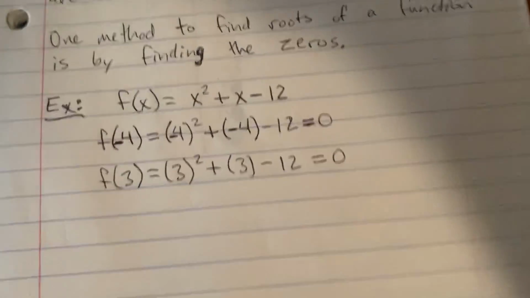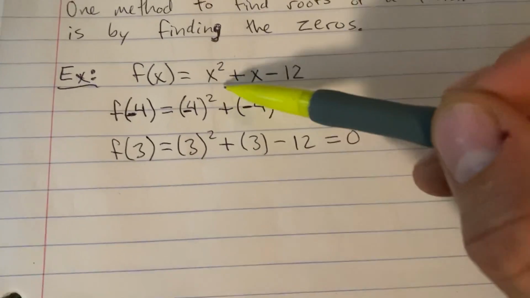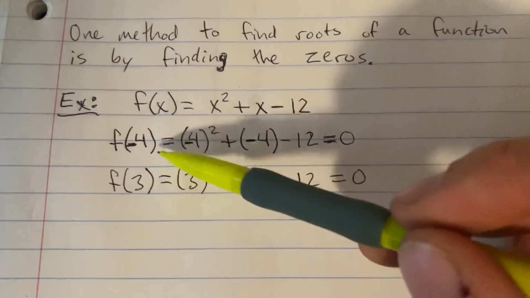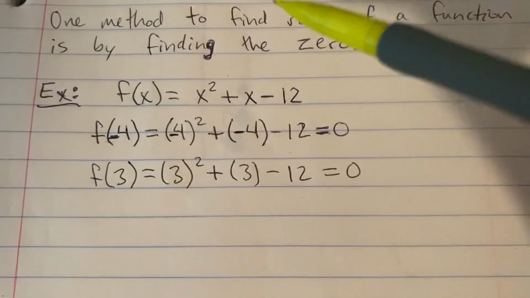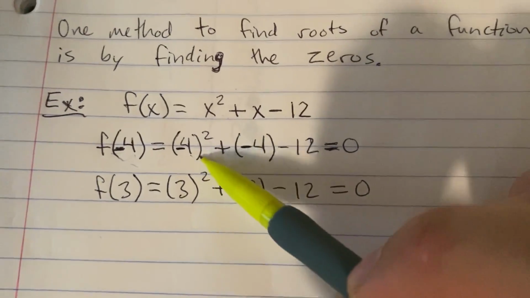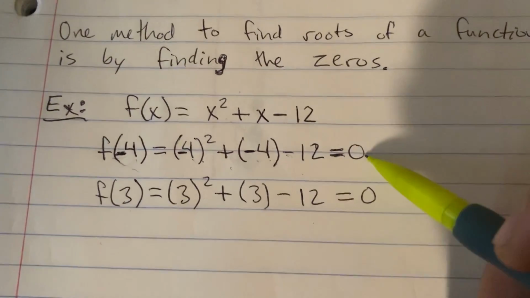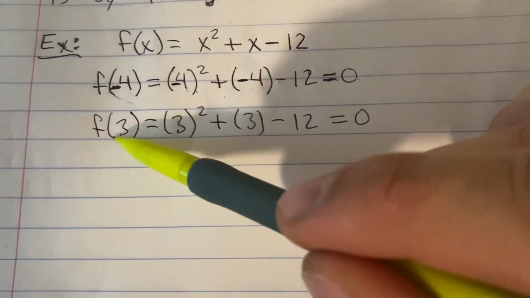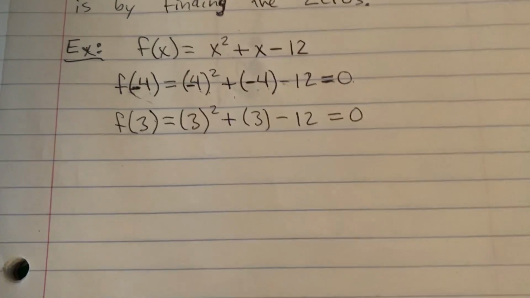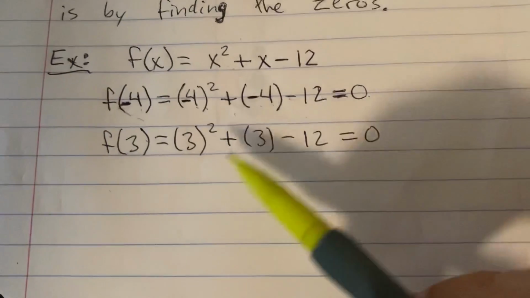Here's an example of a quadratic function. f of x equals x squared plus x minus 12. As you can see, if we plug negative 4 into here, we get negative 4 squared plus negative 4 minus 12, and that comes out to 0. Additionally, we have another root where x equals 3. You plug 3 in for x, and you get 0.